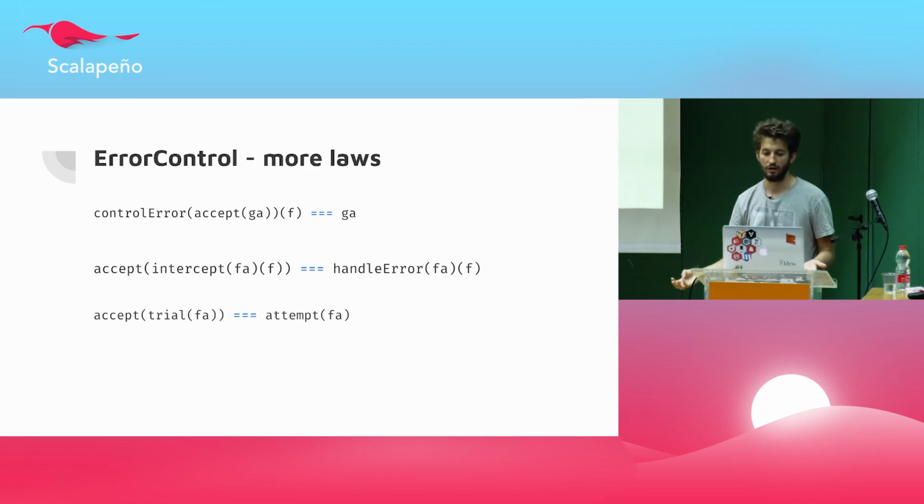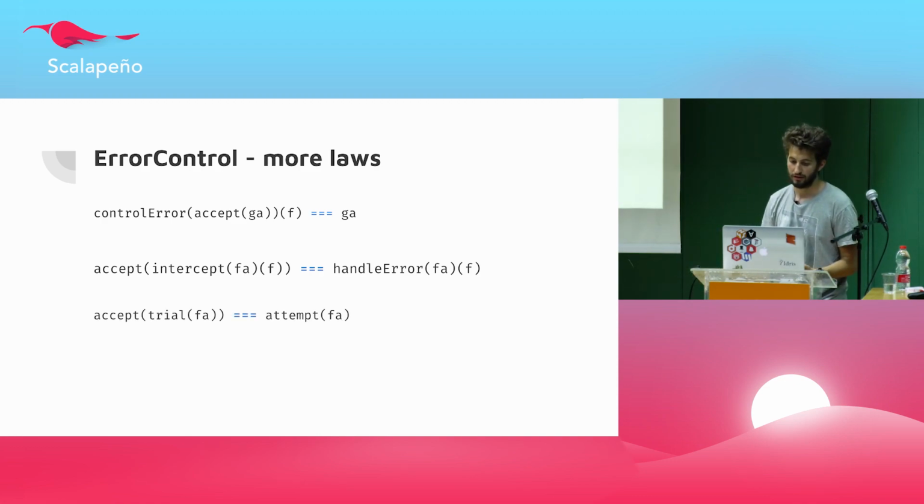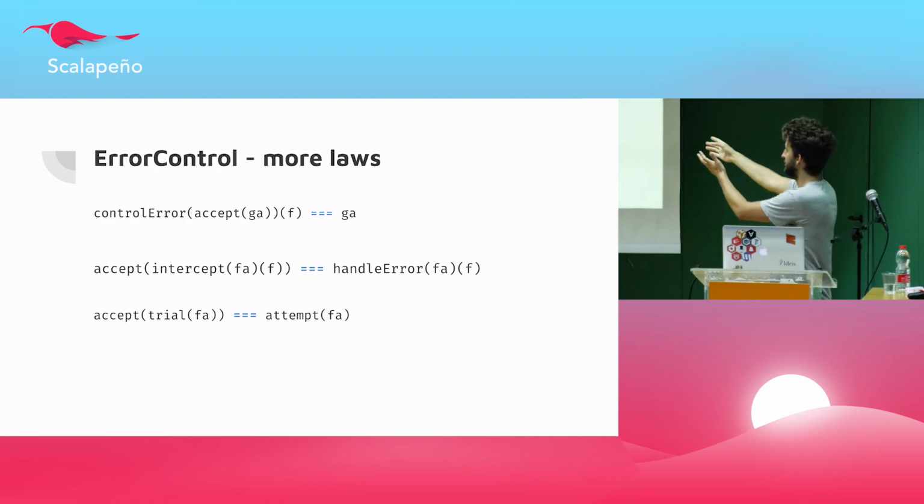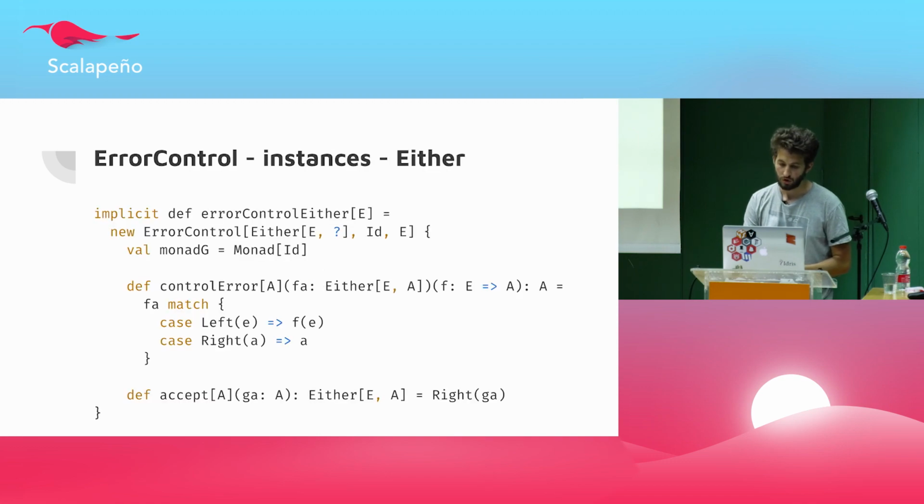And of course, we can also say that, hey, trial and accept is equivalent to calling attempt, because that is exactly what it is, right? Trial returns a G of either of E and A, and then lifting that using accept back into F, we get the attempt that comes from MonadError that we saw earlier. Okay, so now let's look at the instances we can define for this ErrorControl type class.